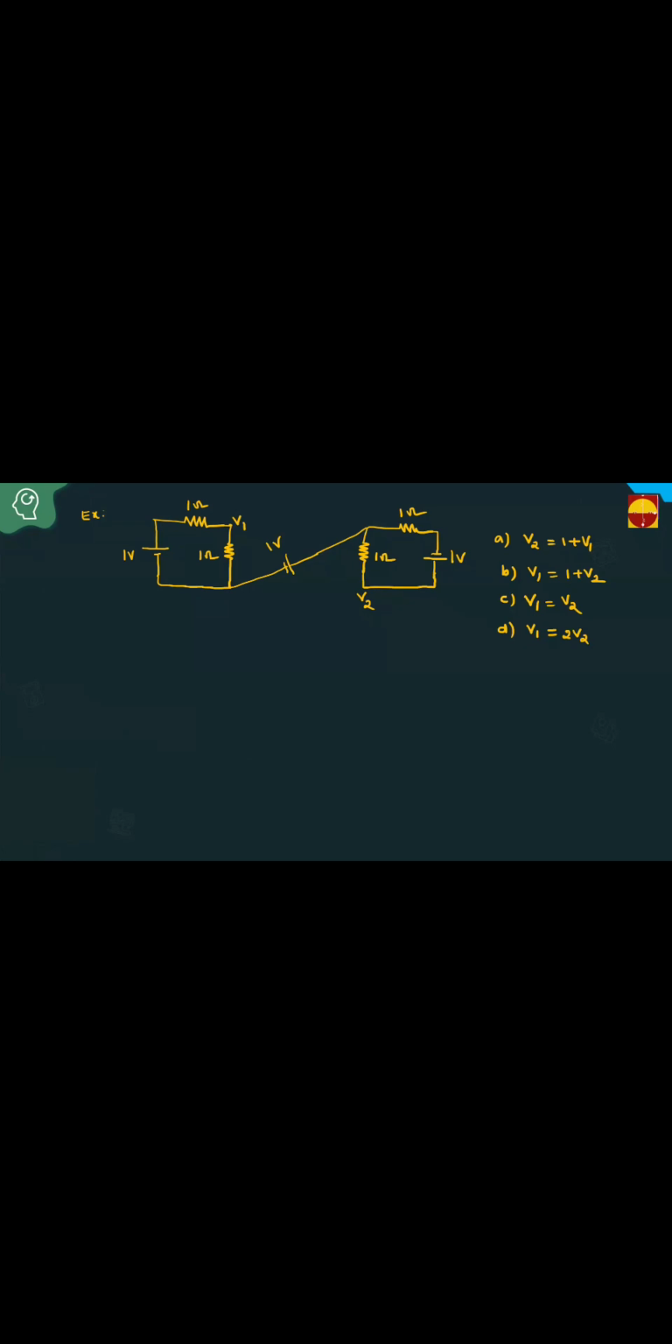Can you try this? Yes, let this be the current direction. The current direction is positive to negative that I have taken. Let this be the I1 current. In this loop also there is a current, positive to negative. Let this current be I2.